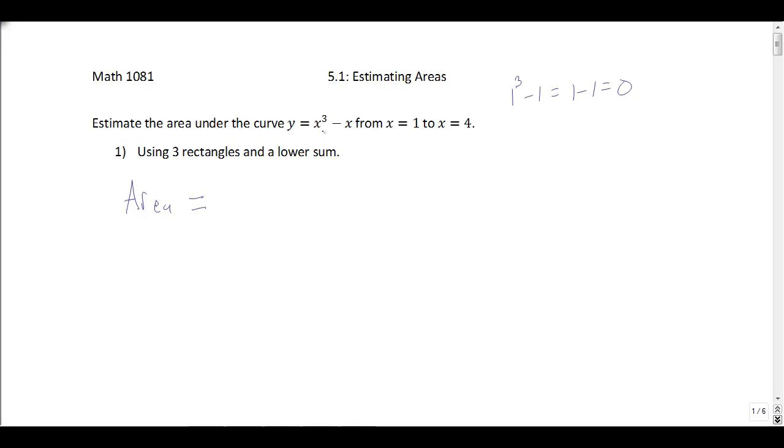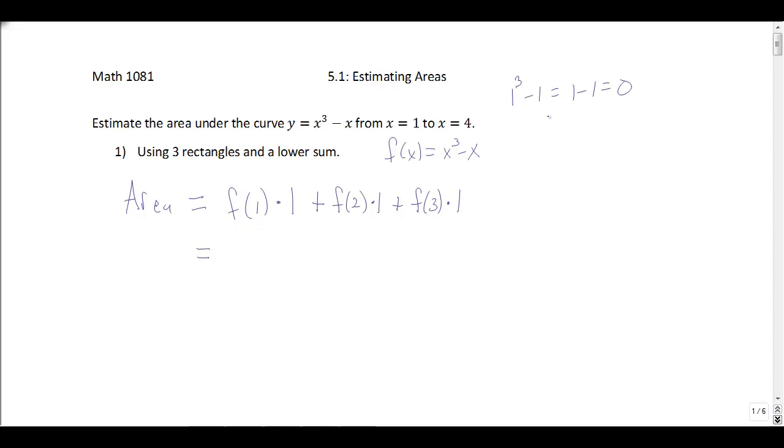really, it's y when we plug in, say, the left endpoint. How about we call this function f of x is x cubed minus x. So I'm going to take f of 1, that's the left endpoint, times the width. Each rectangle has a width: 4 minus 1 is 3, divided by 3, so each rectangle has width 1. And the next rectangle has height f of 2, still width 1. Next rectangle has height f of 3, width 1.